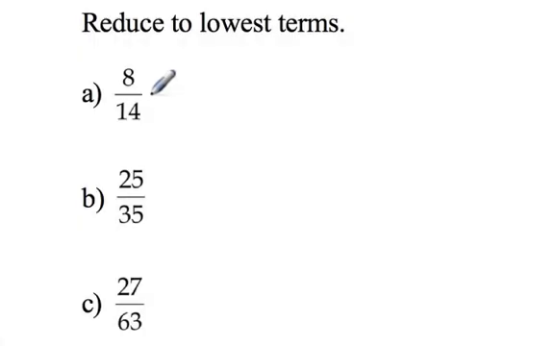Here we have to reduce the given fraction to lowest terms. So for the first fraction, we are looking for the greatest common factor for 8 and 14. Both of them divide by 1 and also by 2. Once we know the greatest common factor, we divide the top, or the numerator, by 2, and also the bottom, or denominator, by the greatest common factor 2.